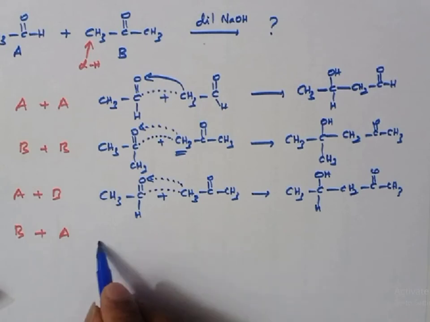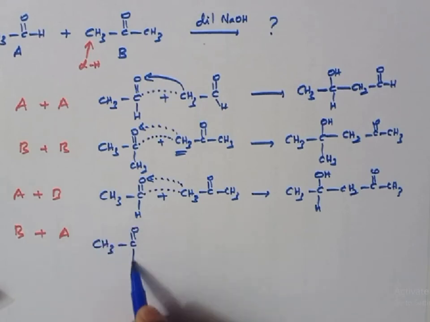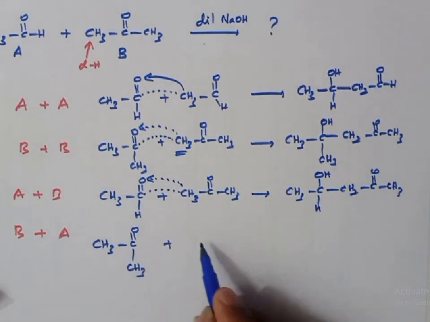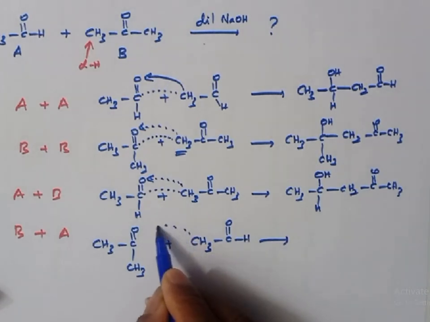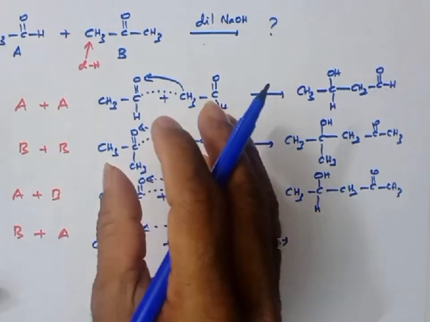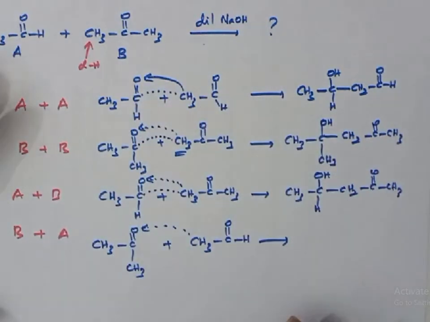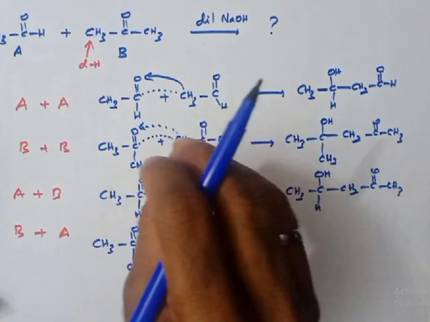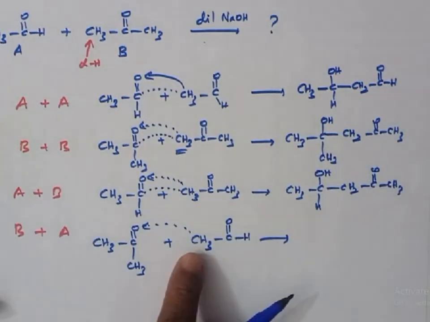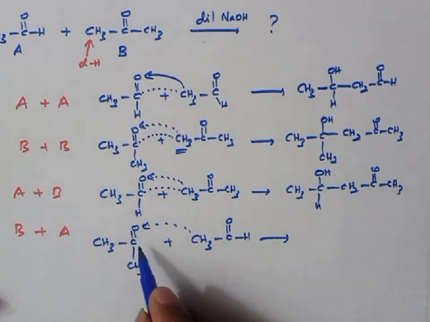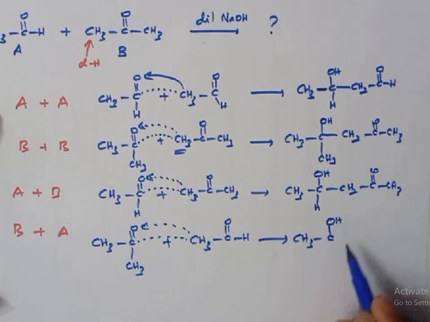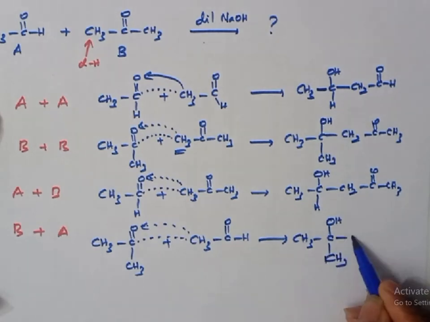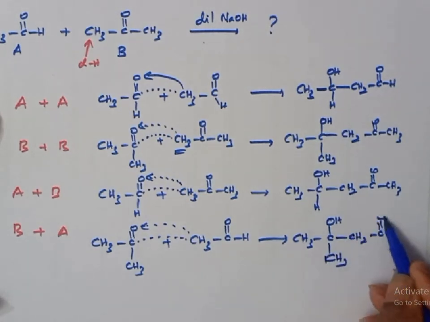Next, B with A. I'll keep B as such. Now with A, what is A? CH3, C double bond OH, acetaldehyde. Transfer one hydrogen. Students, this arrow mark I am just showing you for understanding or to identify the product. The mechanism is different. Just to identify the product easily, I am writing like this. So transfer one hydrogen to oxygen, so that this double bond becomes a single bond, and connect this carbon with this carbon. Just for identifying the product I am writing this. CH2, C double bond OH.